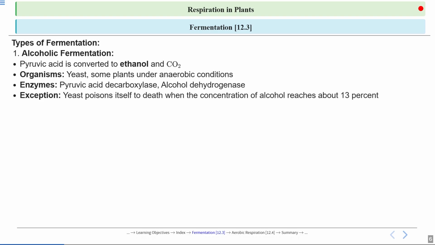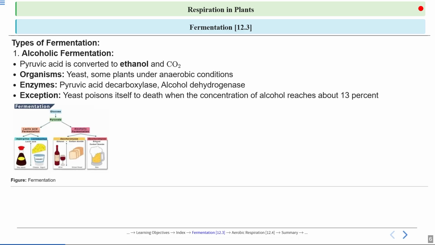Now, a unique aspect of yeast is that it can only tolerate a certain amount of alcohol. So, when the alcohol concentration reaches about 13%, it becomes toxic to the yeast and the fermentation process stops. So, the yeast will poison itself to death if the concentration of alcohol reaches about 13%. So, this natural limit is important in brewing and winemaking.